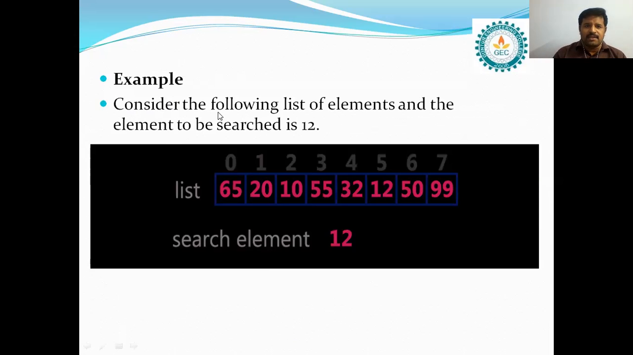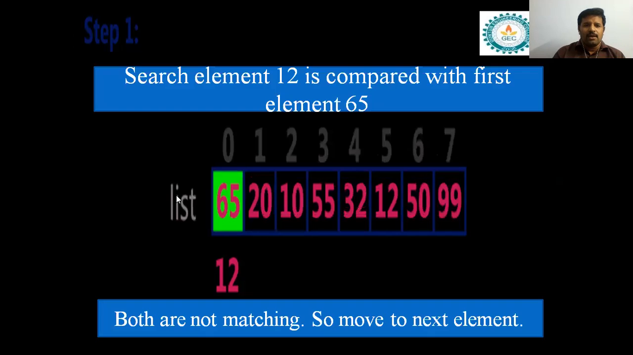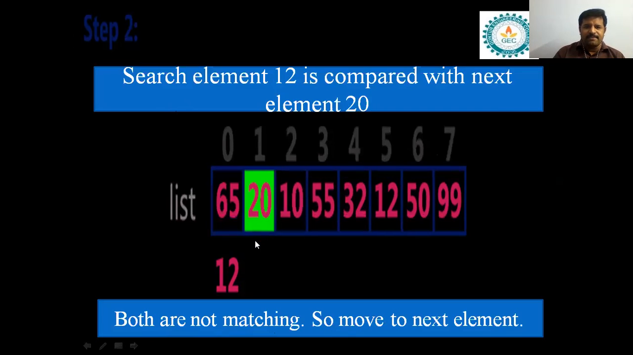Just consider the following list of elements. This is the given list which contains 8 elements: 65, 20, 10, 55, 32, 12, 50 and 99. Here the search element, that means the element to be searched, is 12. According to the procedure, the search element 12 is compared with the first element 65. Both are not matching. So we move on to the next element, that is 20.